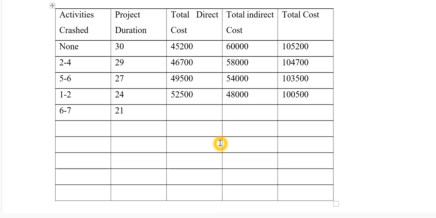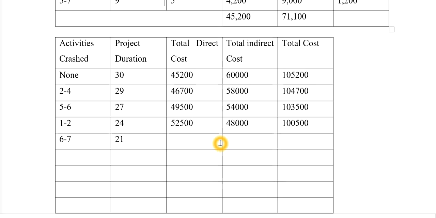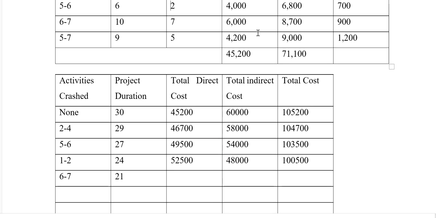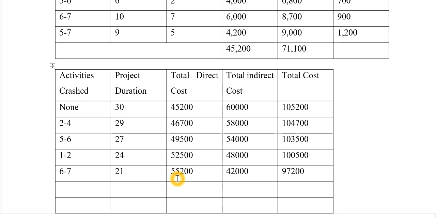Now we have to see what is the extra cost we have to incur to crash this activity. So we'll move to 6 to 7. Here we are. So it is 2,700 more. So I'll add 2,700 here, so it becomes 55,200. Now 21 into 2,000, it comes to 42,000, and the total here is 97,200. Now we'll move back to the network.